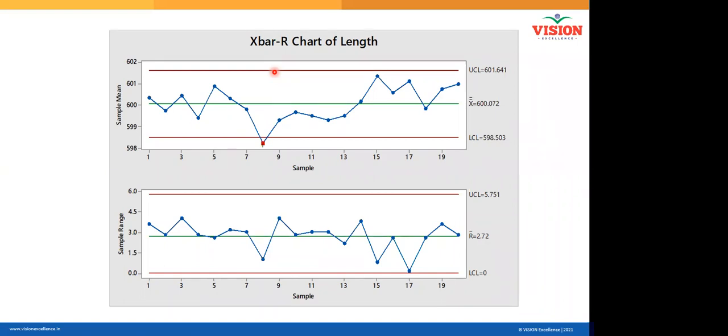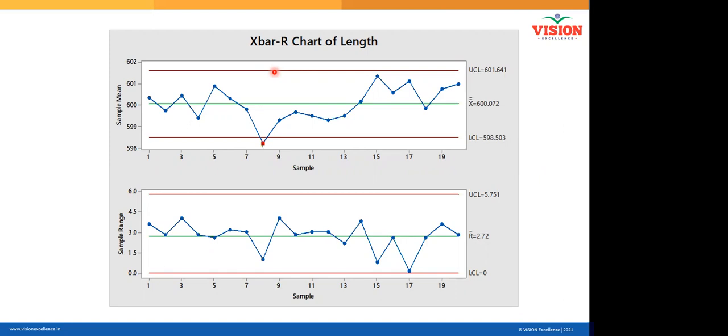And actually, sir, one more question. Here in this chart, we got to know that there is one output which is crossing, which is extending beyond the LCL.